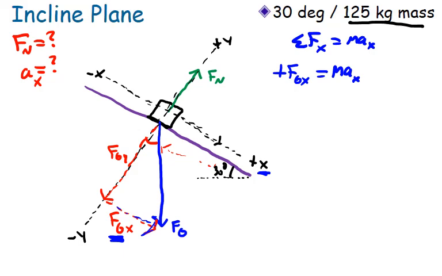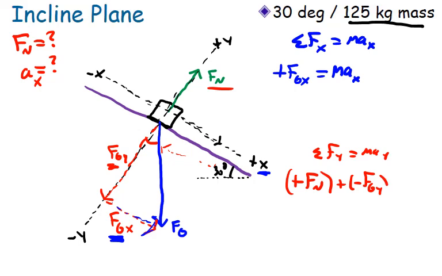And then in the y direction, the sum of the forces in the y equals ma in the y, we have the positive normal force, which is up here, plus the negative force of gravity in the y, which is right here, equals ma in the y. And as this goes down the incline, because it stays on the x-axis, it's not even moving in the y-axis, so the acceleration, the change in velocity, is zero, it stays zero. So it turns out the force of gravity in the y is equal to the normal force.